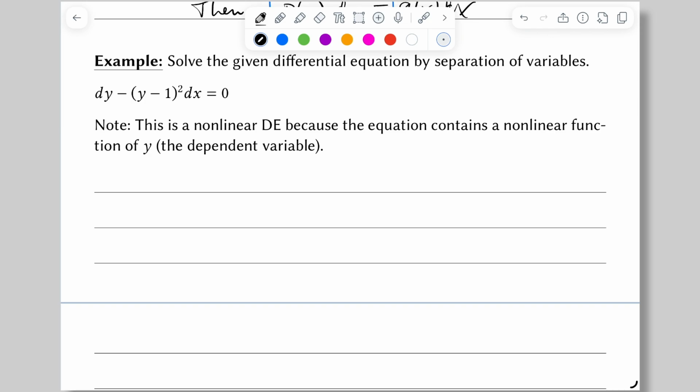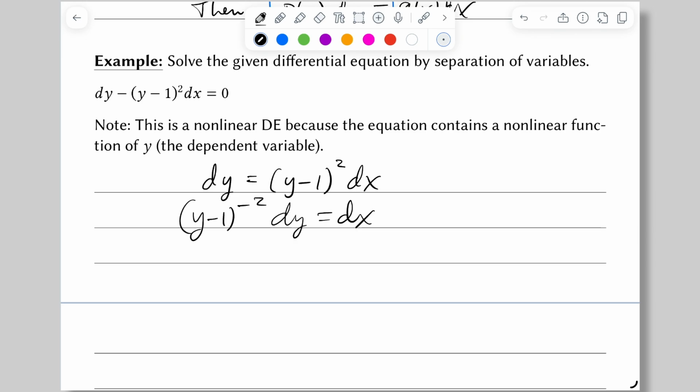Now I said we would solve this by separating and integrating. And in this case, the separating starts by adding the y minus 1 quantity squared dx to both sides, and then dividing by y minus 1 the quantity squared, which I'm actually going to write down as y minus 1 to the negative 2 dy is equal to dx. On the left-hand side, we're going to integrate using the power rule.